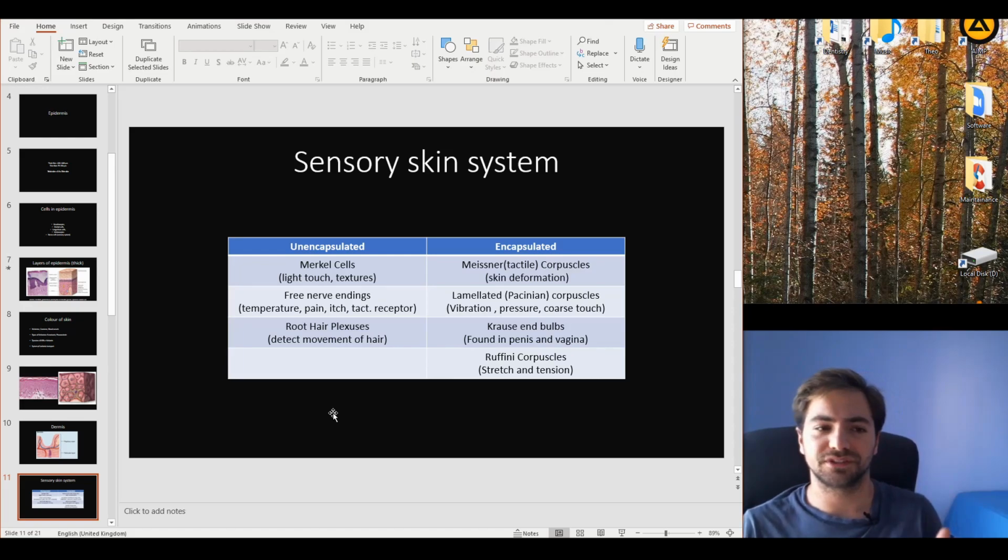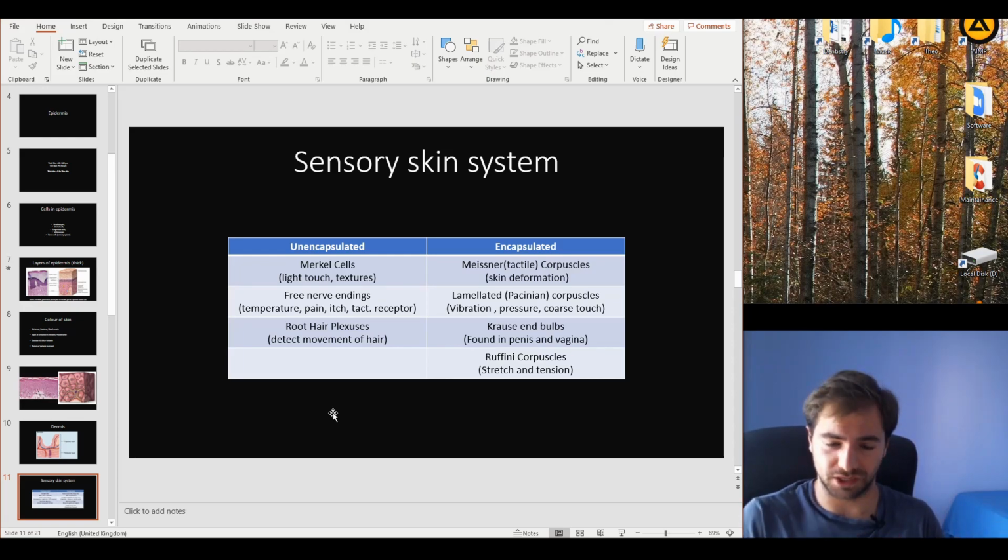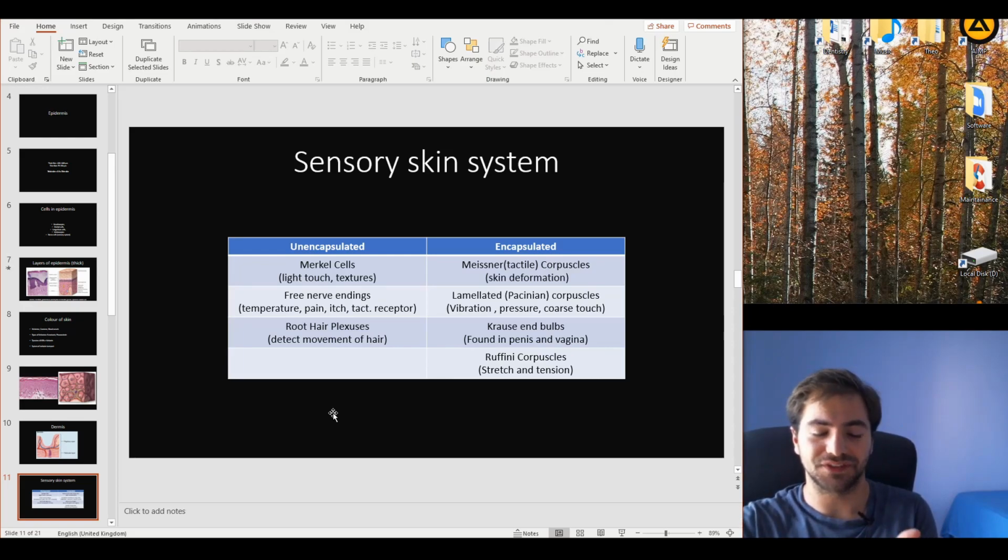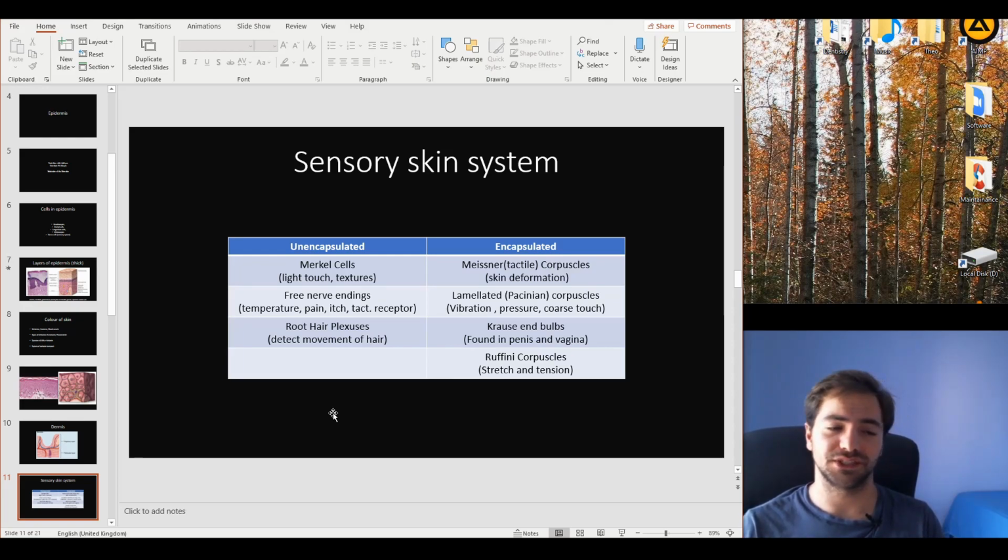We're going to find two different types of structures here in the sensory skin system: the unencapsulated and the encapsulated. First, we already talked about the unencapsulated, the Merkel cells, which are responsible for the light touch, and also they help us understand the texture of the object that we're holding or touching. This is the first one. The next one is going to be the free nerve endings that are responsible for pain, for temperature, for itching, and for tactile reception.